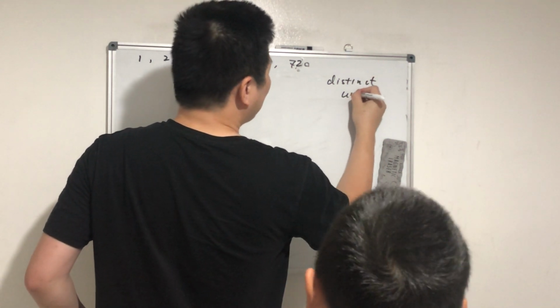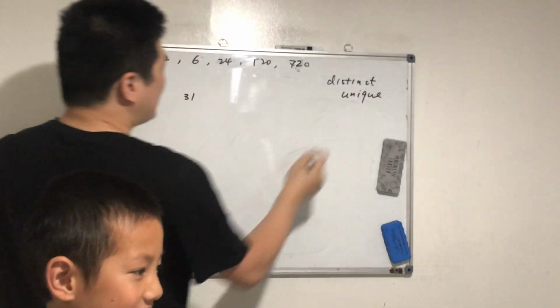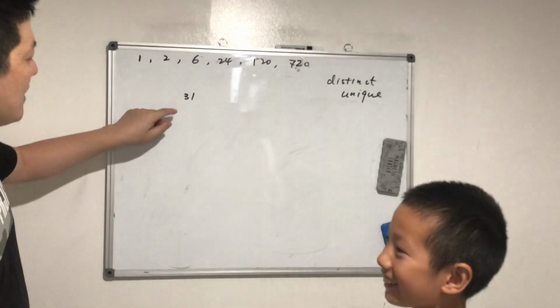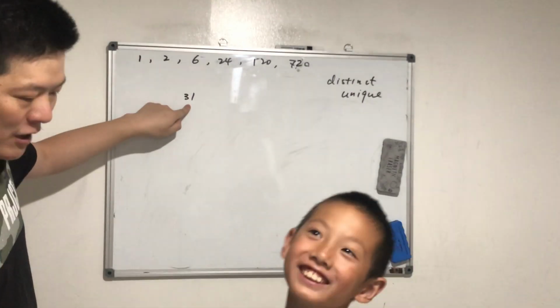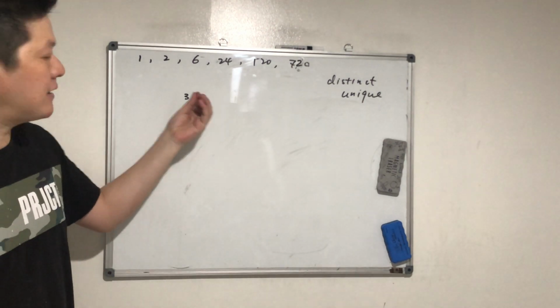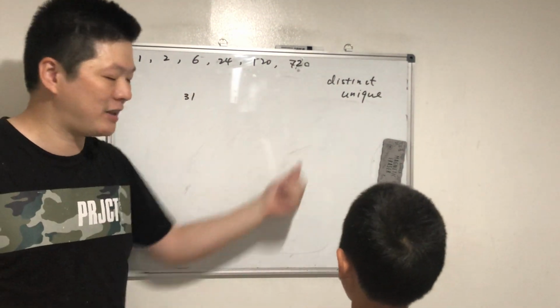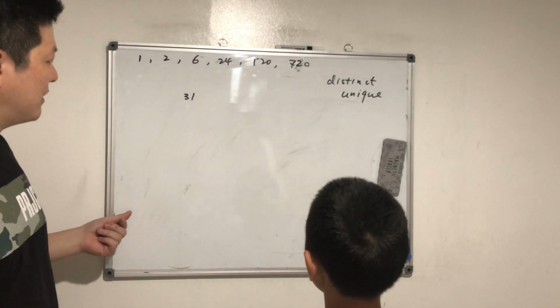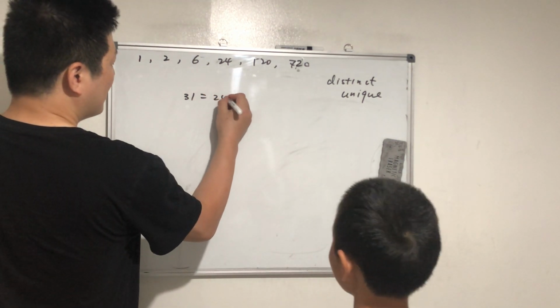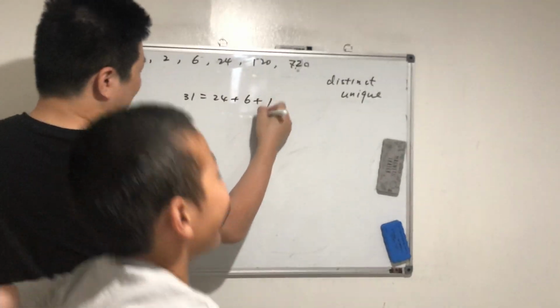Distinct, like unique. Yes, it's distinct. Can you represent 31 as the sum of factorial numbers, where each number can only be used at most once? That's what I mean by distinct. 24, 6, 1. Yes, you can. In this case, you can tell me yes.